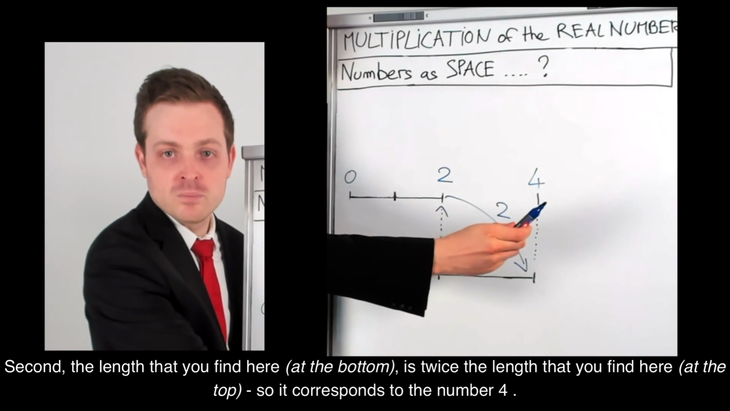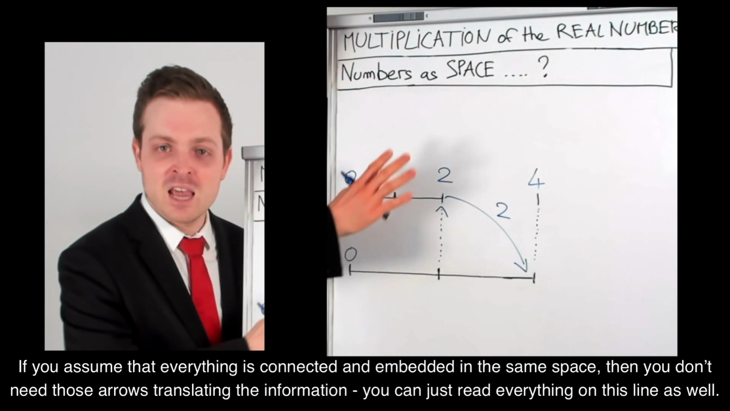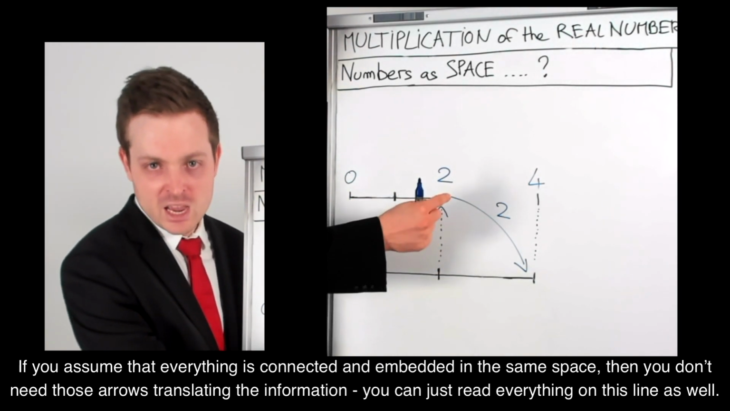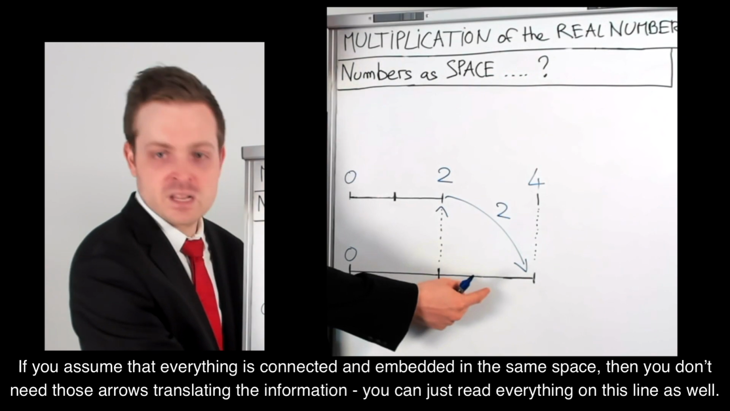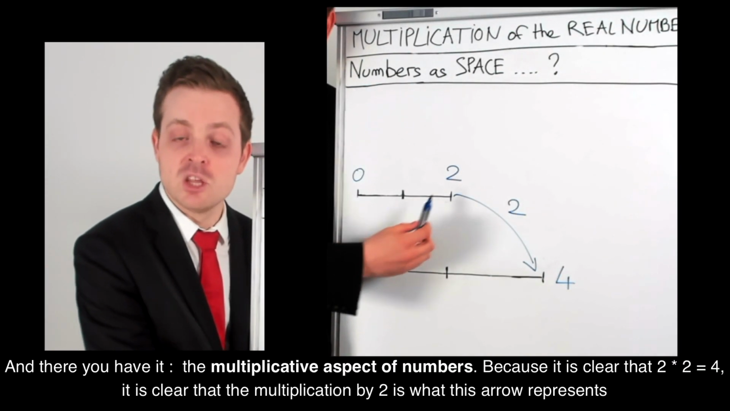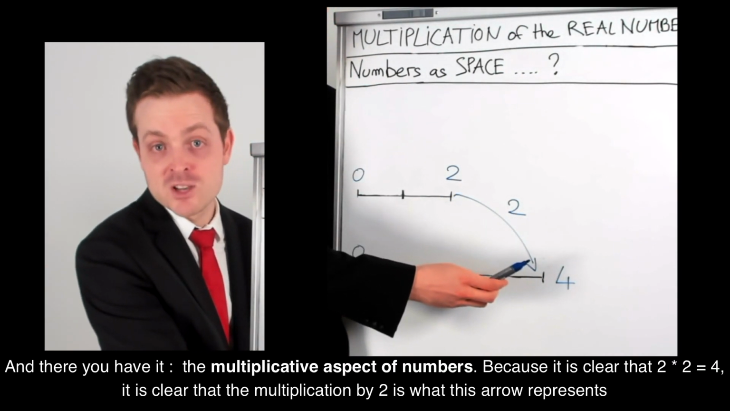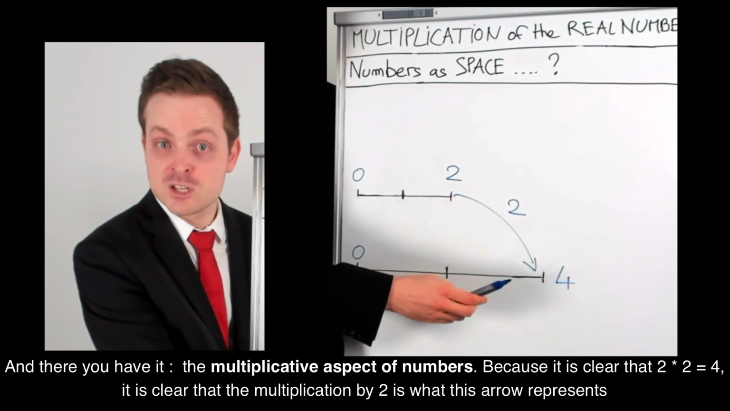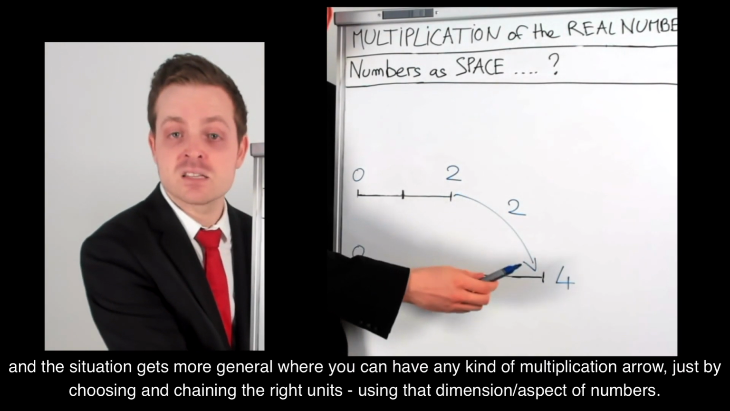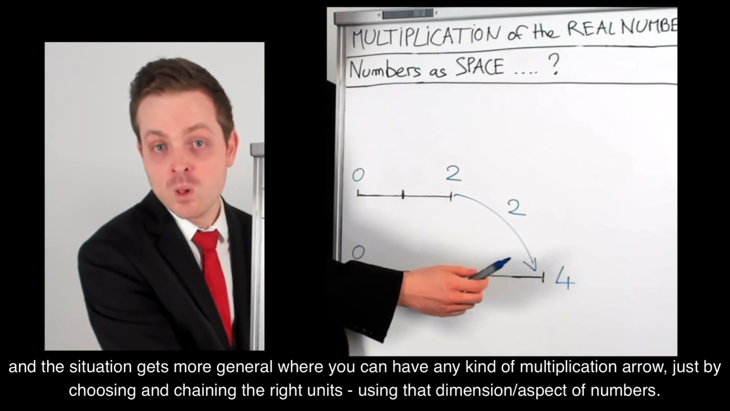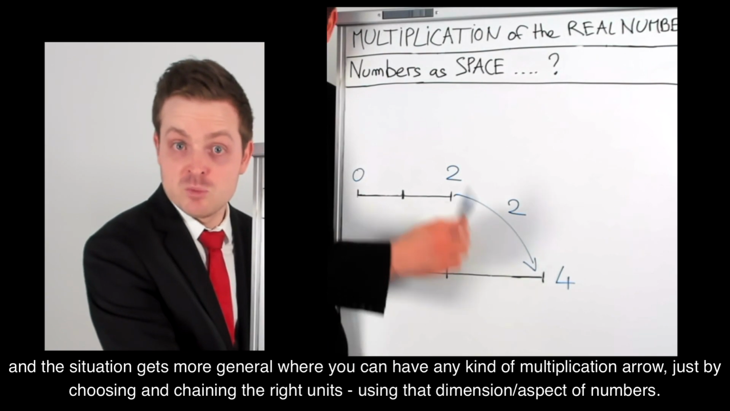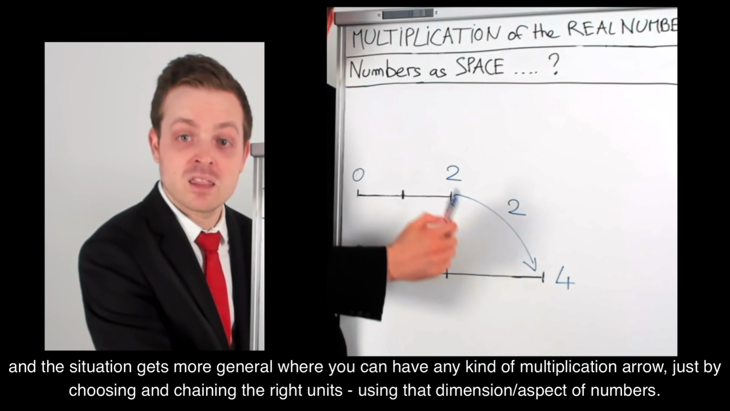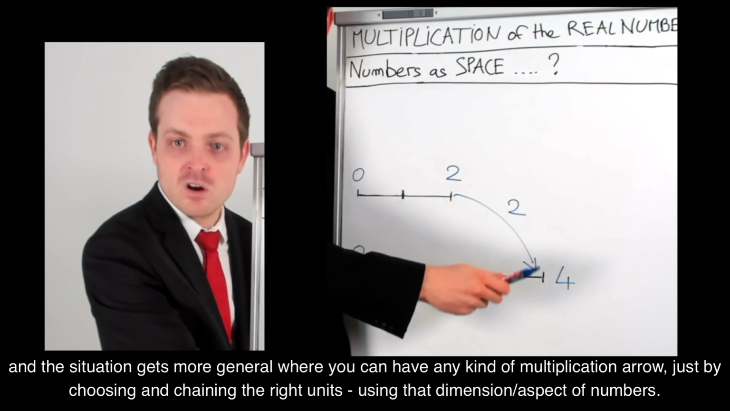If you assume that everything is connected and embedded in the same space, then you don't need those arrows translating the information, and you can just read everything on this line as well. And there you have it, the multiplicative aspect of numbers, because it is clear that 2 times 2 equals 4. It is clear that multiplication by 2 is what this arrow represents, and the situation gets more general, where you can have any kind of multiplication arrow just by choosing and chaining the right units, using that dimension and that aspect of numbers.